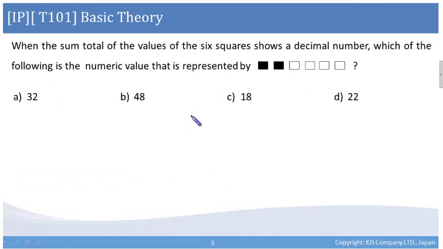The question is, when the sum total of the values of the 6 squares shows a decimal number, which of the following is the numeric value that is represented by this binary number? A, 32, B, 48, C, 18, and D, 22.